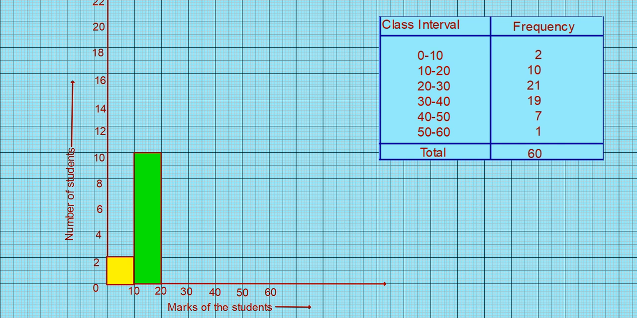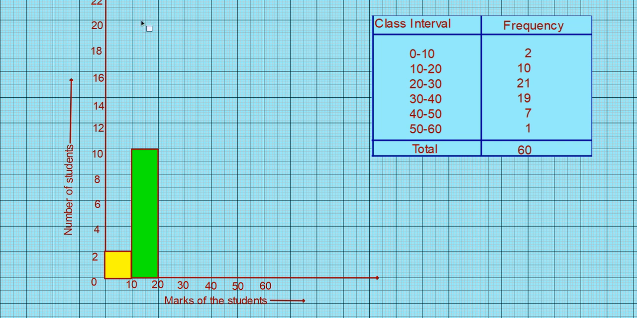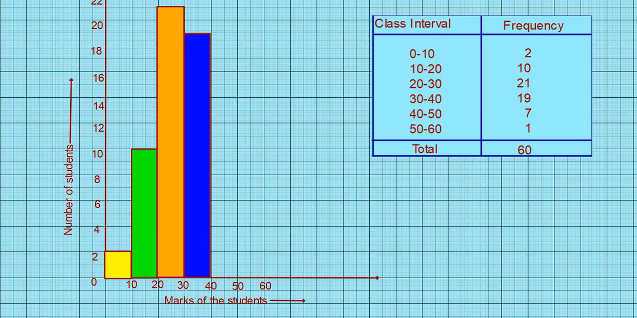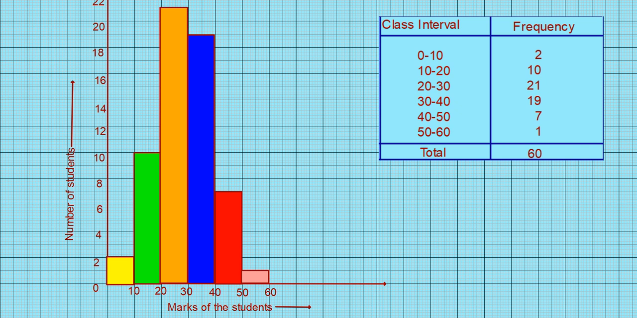Now 20 to 30, 21 students. Do represent it yourself. Here is 20, then 21 is in the middle. So you can represent 20 to 30, 21 in this way. So you complete it yourself: 30 to 40, 19; 40 to 50, 7; and 50 to 60, 1. This way you can draw the graph.